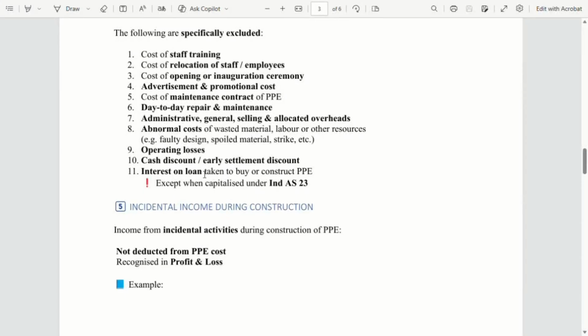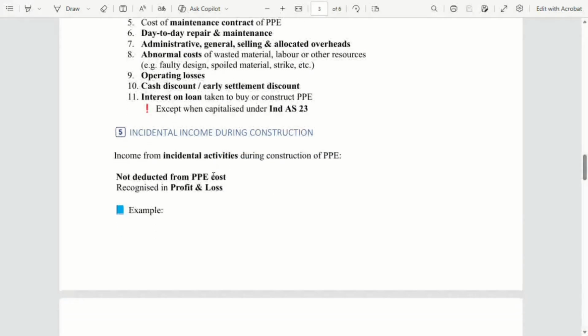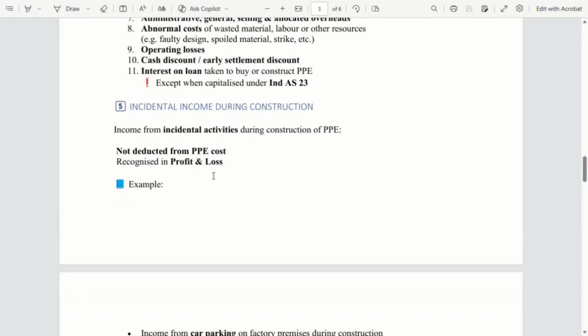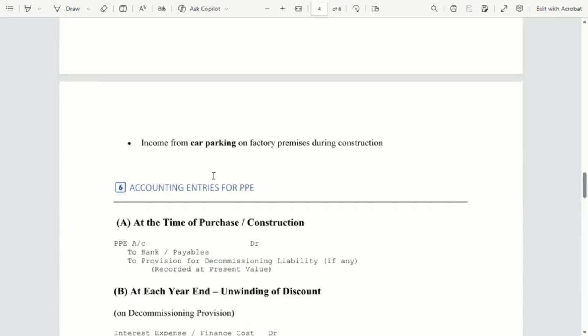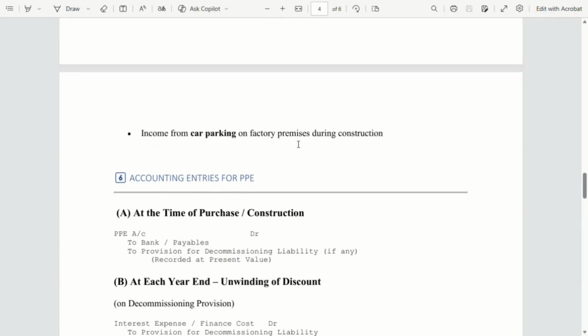Interest on loan is going to be added only if it is a qualified asset as per Ind AS 23. Any other incidental income, if we are earning, all that incidental income is going to be recorded in P&L. For example, car parking.